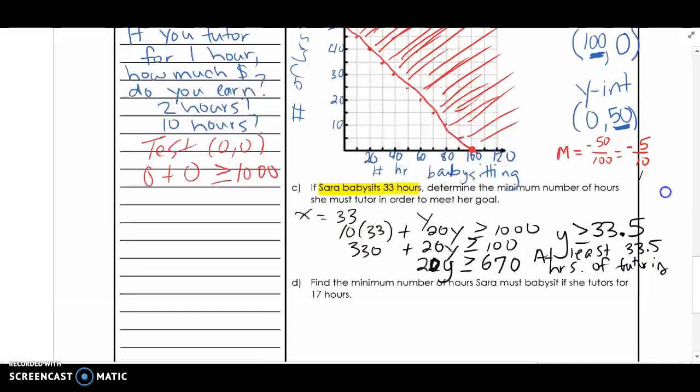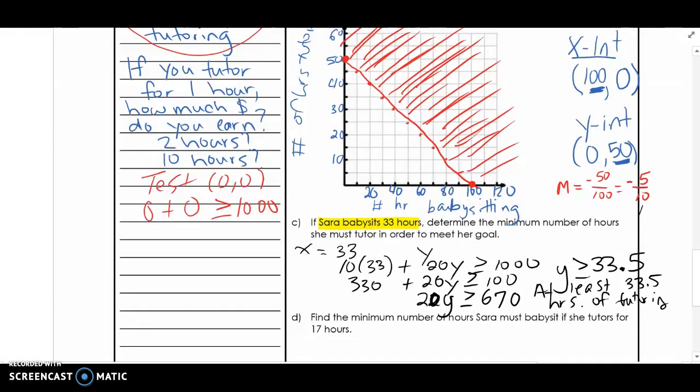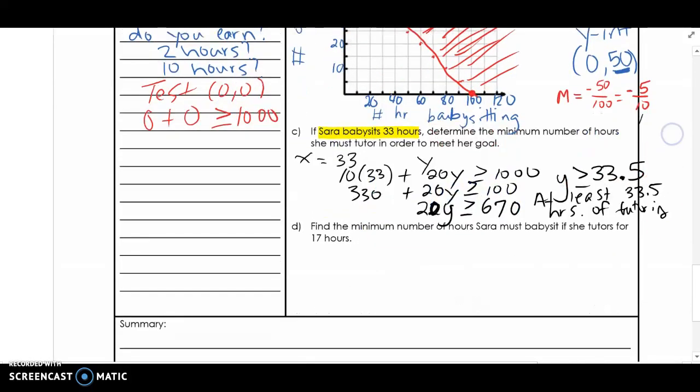We could go back and look at the graph as well. A little harder since we have 30 to 40. We have a scale of 10, so 33 would be somewhere in here. So it would be less likely to be precise. We wouldn't really be able to tell that that's 33.5, a minimum for the tutoring hours. So it's better to use the inequality to solve algebraically.